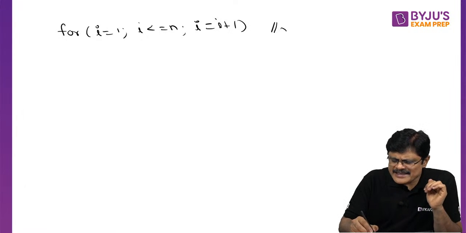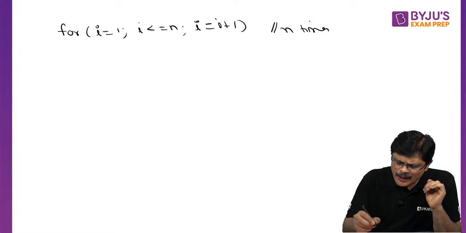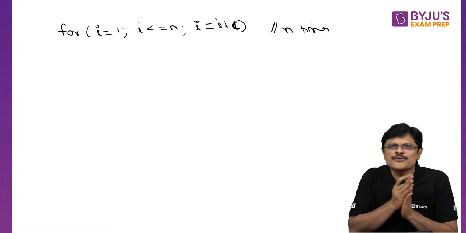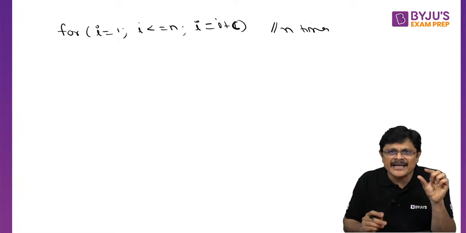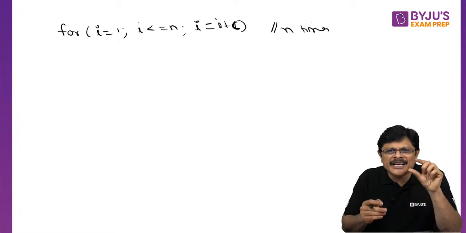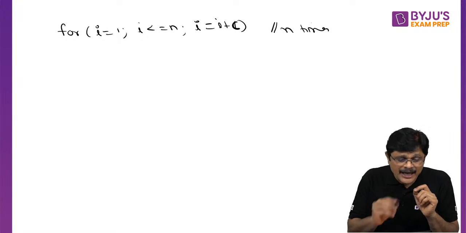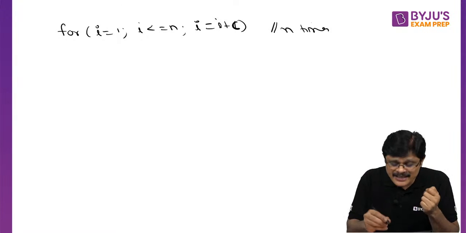This loop iterates n times. That is what we learned. Not only i plus 1, even i plus c, it is also n times, because we can drop the lower order terms and ignore the coefficient of the highest order term. Now, what type of twists and turns can they give you?